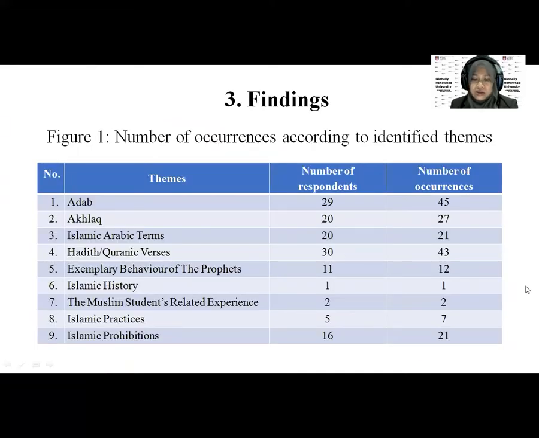Upon analyzing the students' personal reading log responses, 9 themes were identified, namely adab, akhlaq, Arabic terms, exemplary behavior of the prophets, the Muslim students' related experience, hadith or Quranic verses, Islamic history, Islamic practices, and Islamic prohibitions. Figure 1 here presents the number of occurrences of each theme, which were extracted from NVivo 12 analysis.